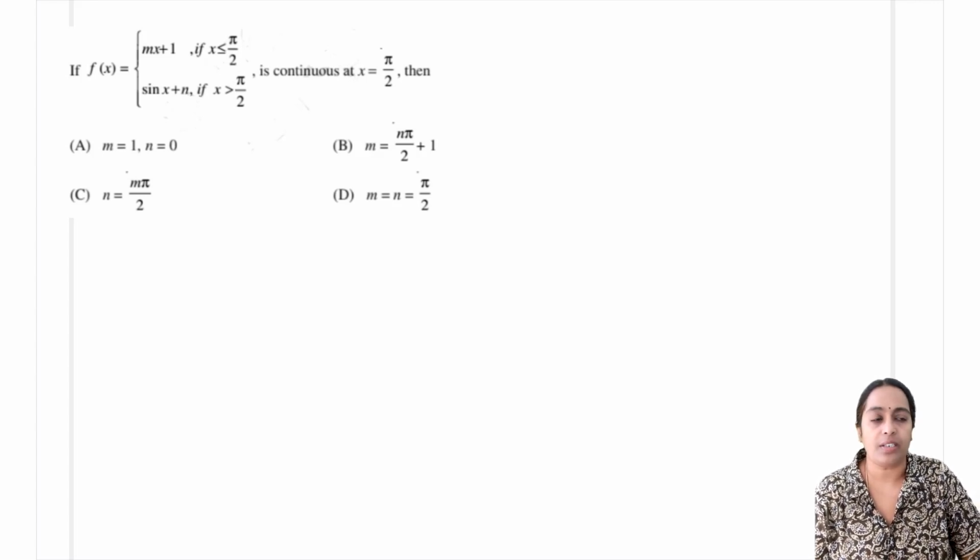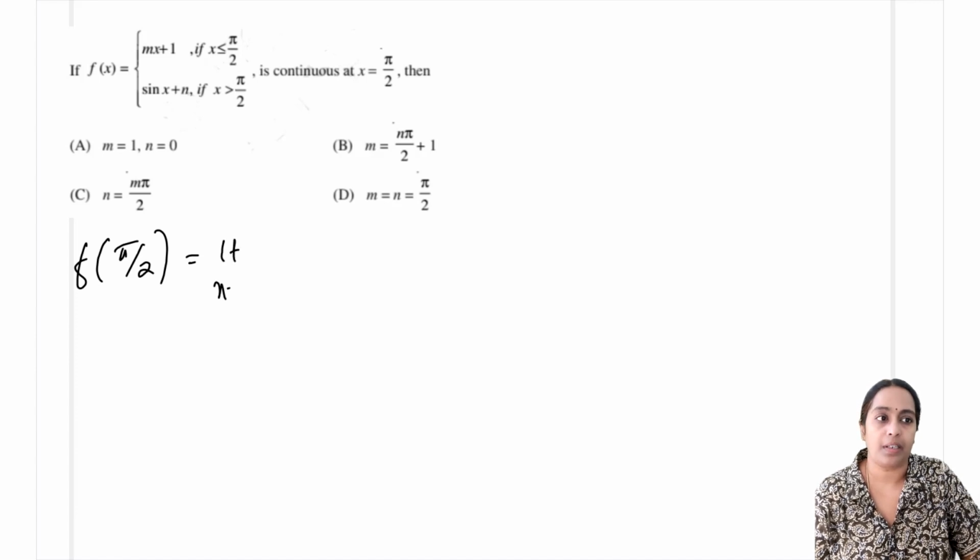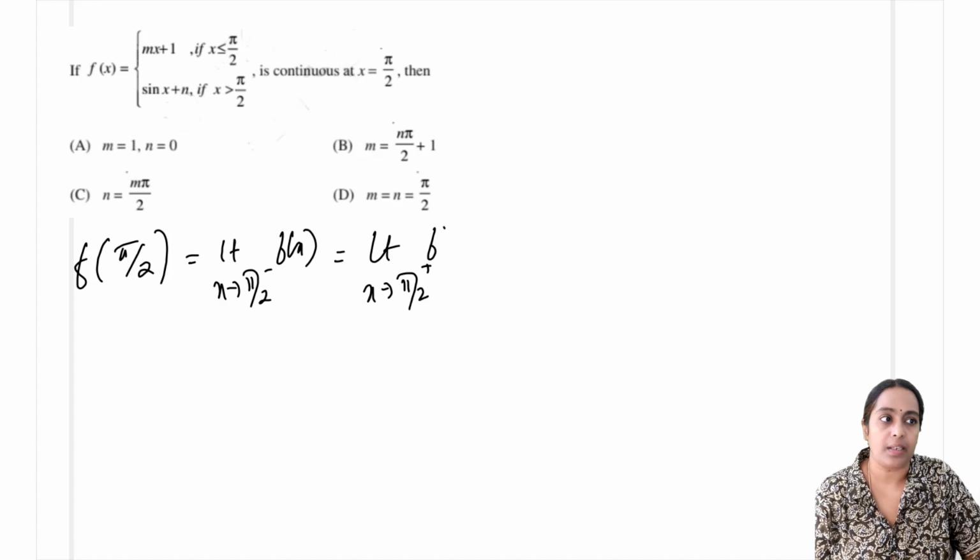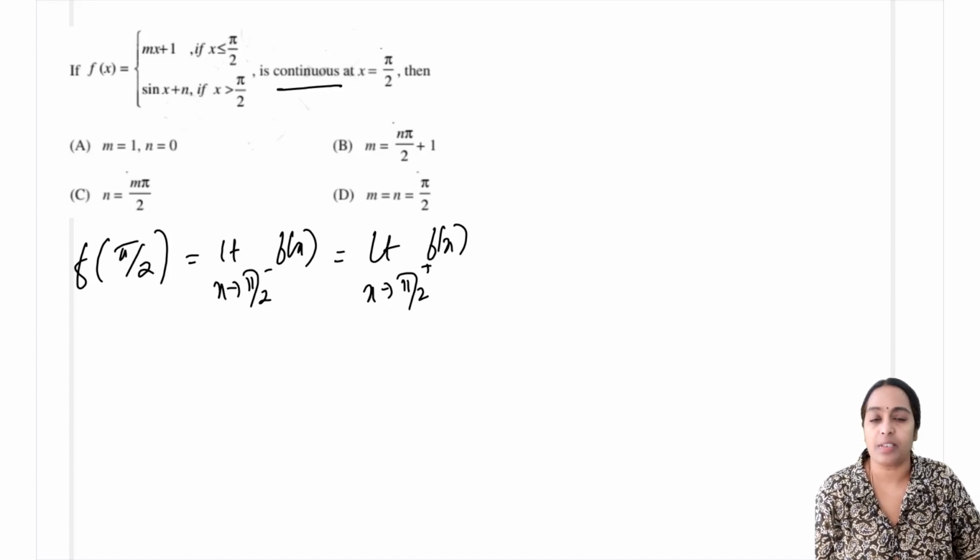So the function is continuous. We know that when a function is continuous at the point x is equal to pi by 2, f of pi by 2 is equal to limit x tending to pi by 2 minus f of x, that is the left hand limit, which is also equal to limit x tending to pi by 2 plus f of x, which would be the right hand limit. So f of pi by 2 should be equal to the left hand limit and the right hand limit, because the question says the function is continuous.